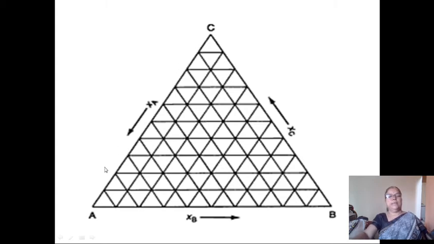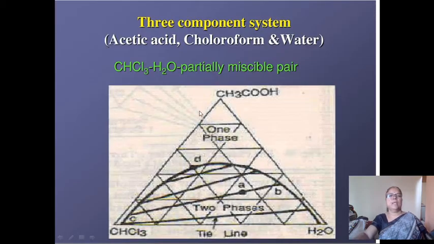Okay, then here each side is divided into 10 equal parts to represent the composition of the systems. And as already I have told you, this corner has 100% composition and 0% of the other two components. Okay, this is the phase diagram of three component systems. Then in detail we will study the phase diagram of acetic acid, chloroform and water.